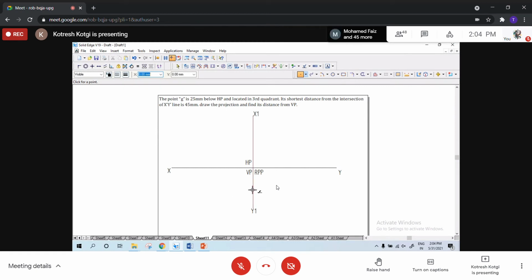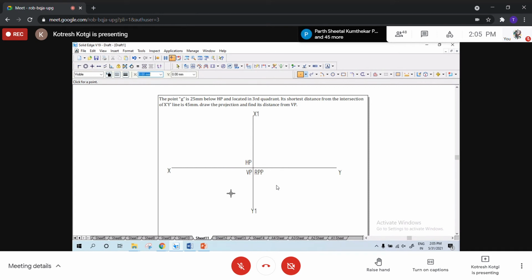But they have not given the distance from RPP. How far is that from RPP? They have not given it, but they have given the side view. The side view is at a distance of 45 mm. So the distance from RPP they have not given; the shortest distance they have given. So at a convenient distance from RPP, I will draw the front view first. You can assume 30 mm, 20 mm, 40 mm, whatever it is. You can draw the front view and top view at a convenient distance.